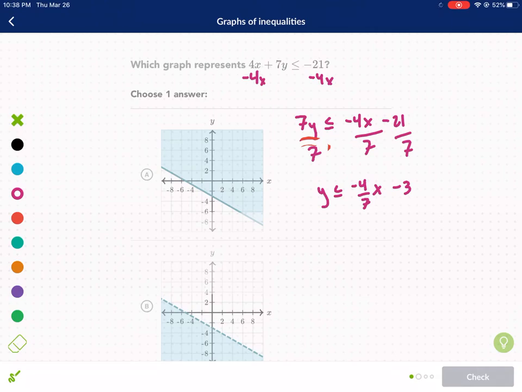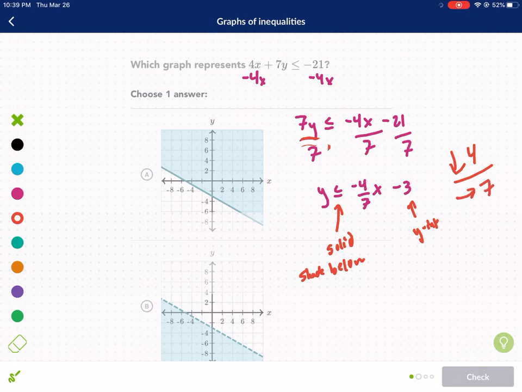Now, let's recognize some things. Number 1, is it a dashed or solid line? We see that it's a solid line. Is it shaded above or below the line? In this case, it's below because it's y is less than. We have a y-intercept and a slope of negative 4 over 7. So it's going to be going down 4, and going to the right 7.